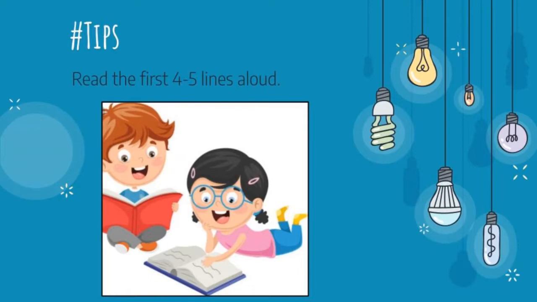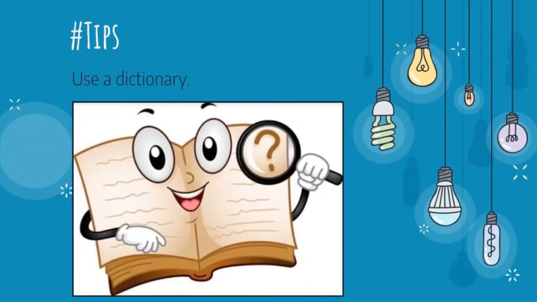After reading the first 5 or 6 lines, go back and read again the first 5 or 6 lines aloud. That means read the passage in a loud manner. After reading the first 5 or 6 lines, then move to the next 5 lines. Okay, read the next 5 lines in a loud manner in the same way as you did for the first 4 to 5 lines. Okay, students, tip number four is use a dictionary.